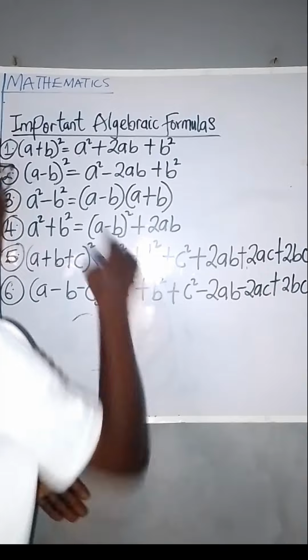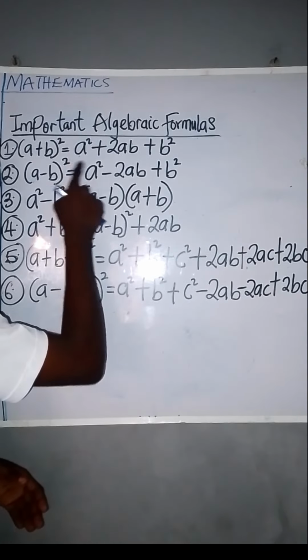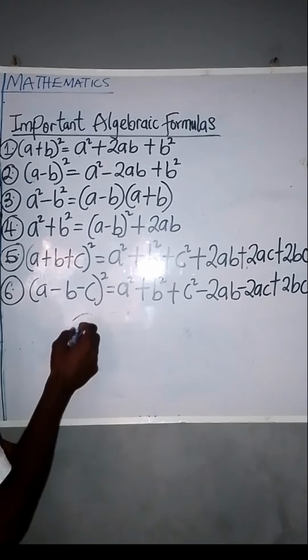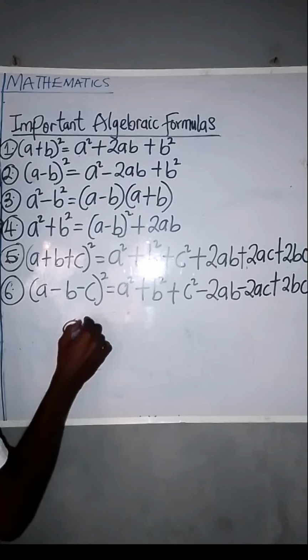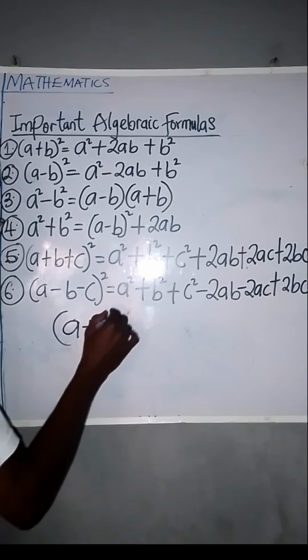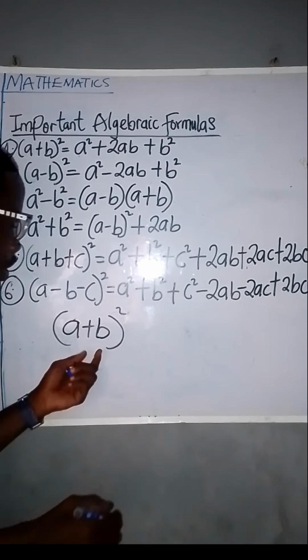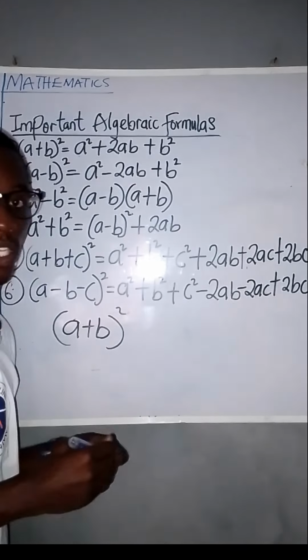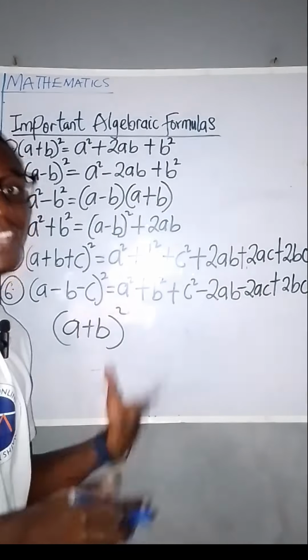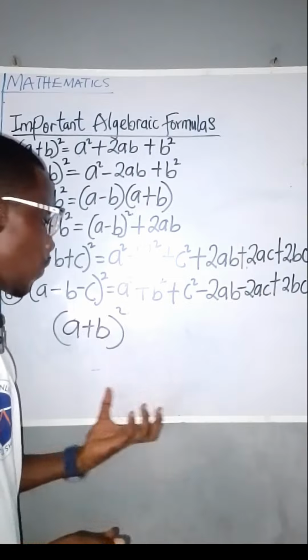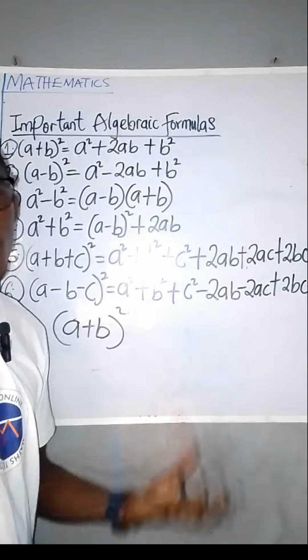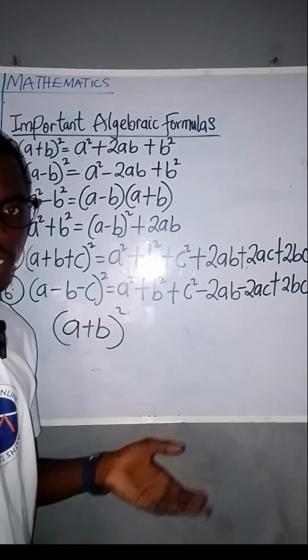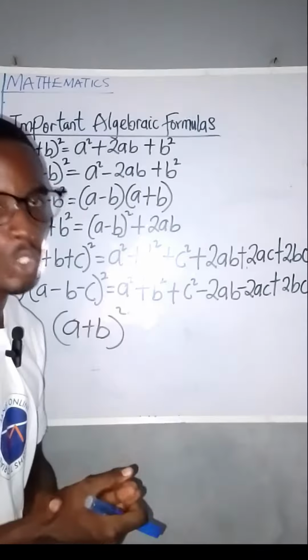We have (a plus b) squared, a plus b in brackets, square. Now this particular question here is an algebra. Why is it an algebra? It has letters and signs. But it's not an equation, it's an expression, because there is no equal to sign. I explained that in my last video.